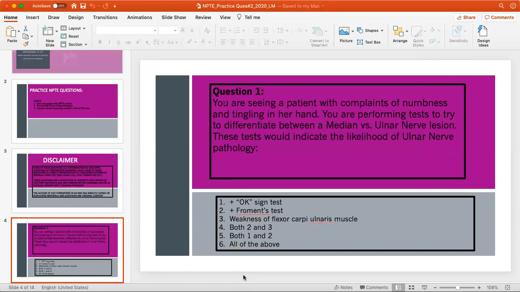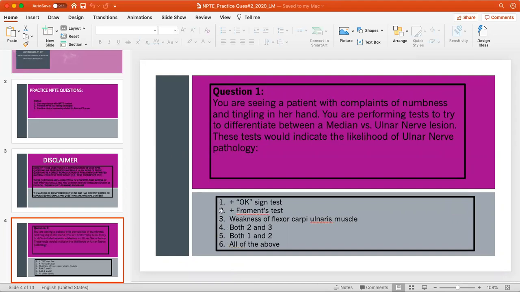So the OK sign, making an OK sign with your thumb and second digit or pointer finger, that's testing function of flexor pollicis longus and then also flexor digitorum profundus for the second digit. Both of which are controlled by the median nerve. So the OK sign test is a median nerve test. Froment's test is more of a pinch grip between the first and second digit where the adductor pollicis is involved. Adductor pollicis is innervated by the ulnar nerve. So Froment's test or Froment's sign is actually an ulnar nerve sign.